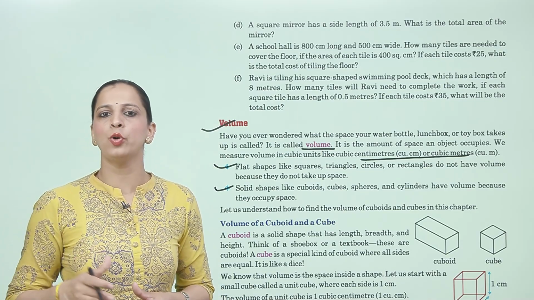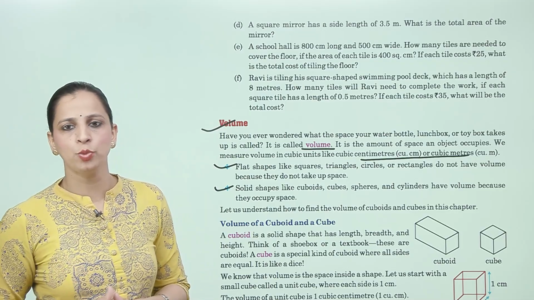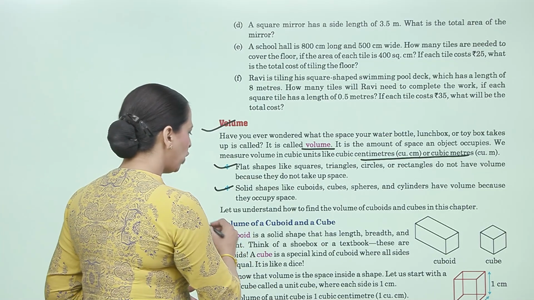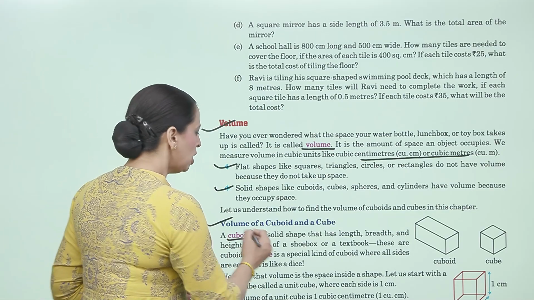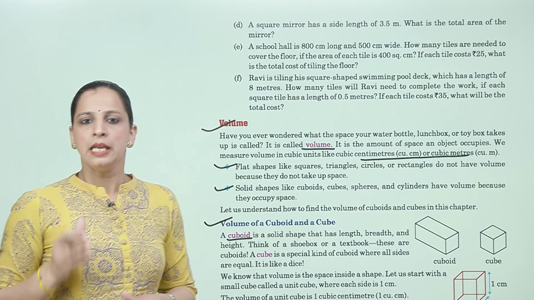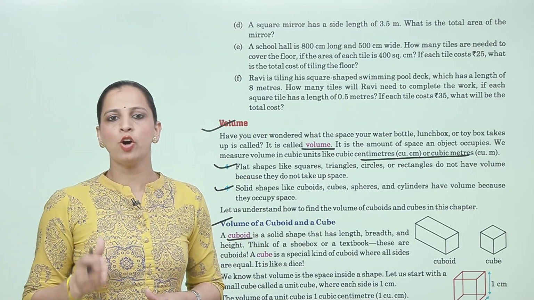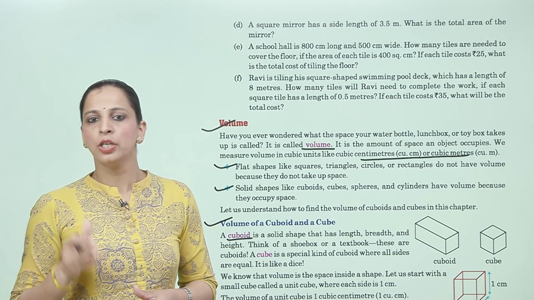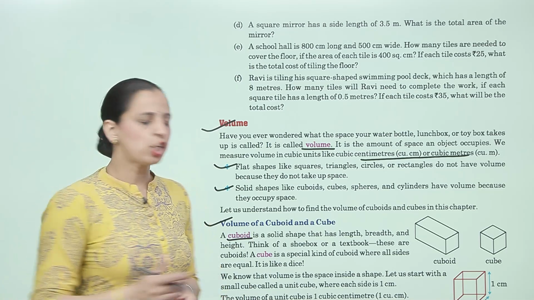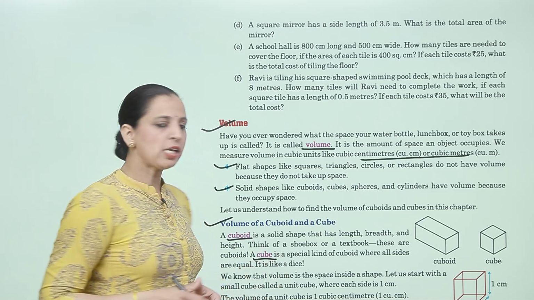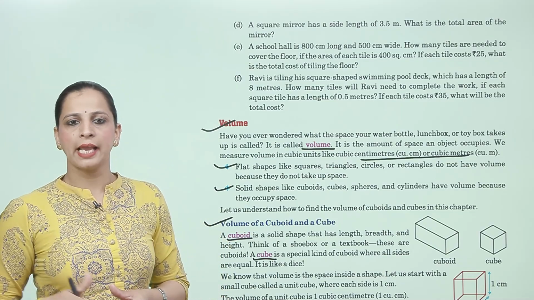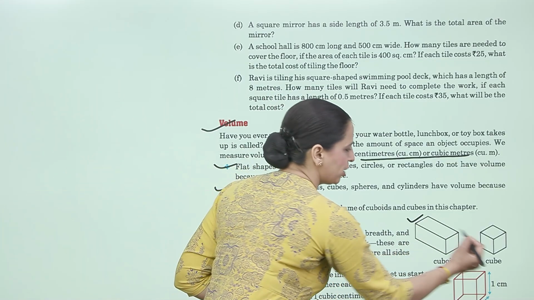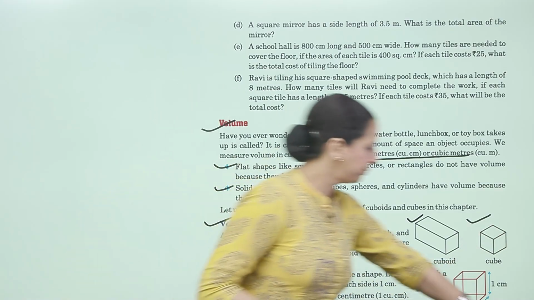Let us understand how to find the volume of cuboid and cubes in the chapter. Now, volume of a cuboid and a cube. A cuboid is a solid shape that has length, breadth and height. Think of a shoebox or a textbook. These are cuboids. A cube is a special kind of cuboid where all sides are equal. It is like a dice. This is the cuboid shape. This is cube shape.